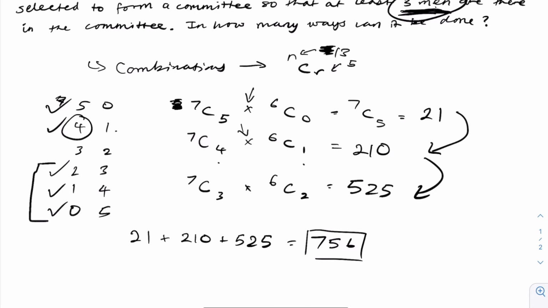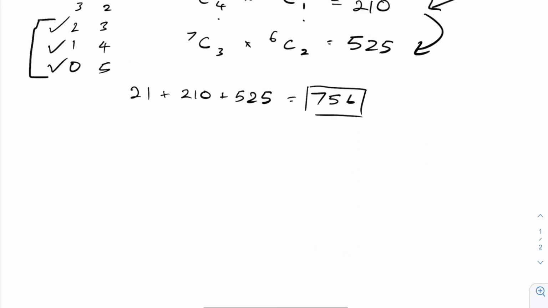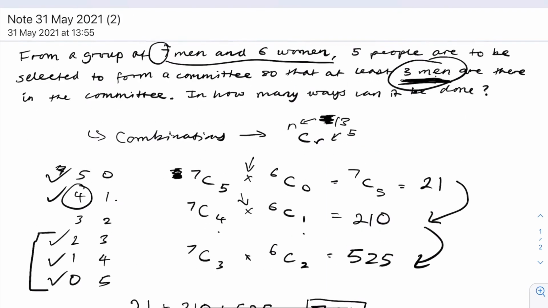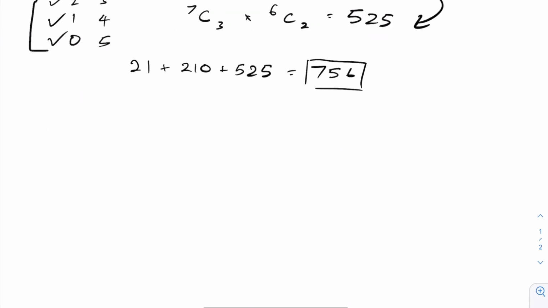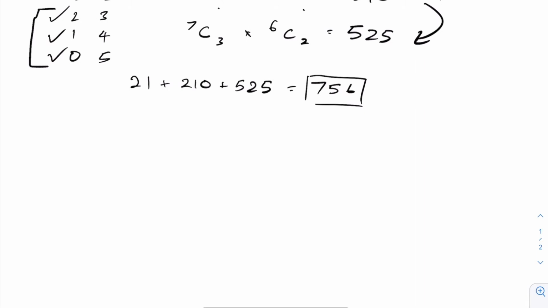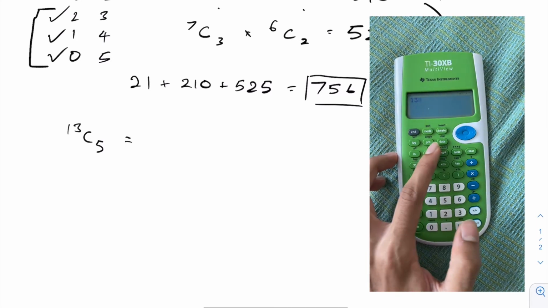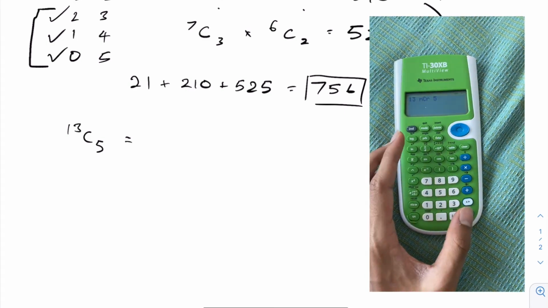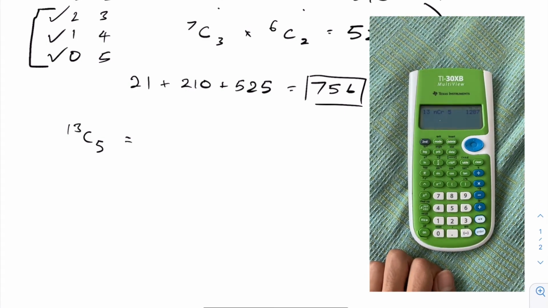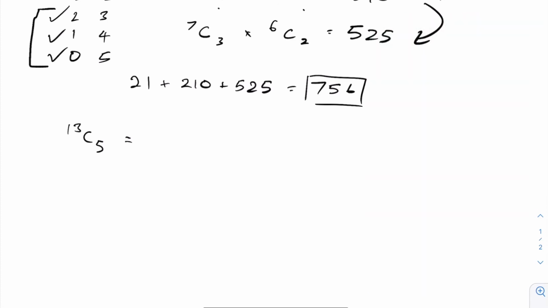So let's just try that real quick. So we have the total number of combinations. Since there are 13 people in total, 7 plus 6 is 13, and you choose 5 people. 13C5, let me just write it down, is, on our calculator, let's just do it real quick. 13C5, that's 1287. So there are 1287 total combinations with this example where there are no restrictions on number of men and all that.